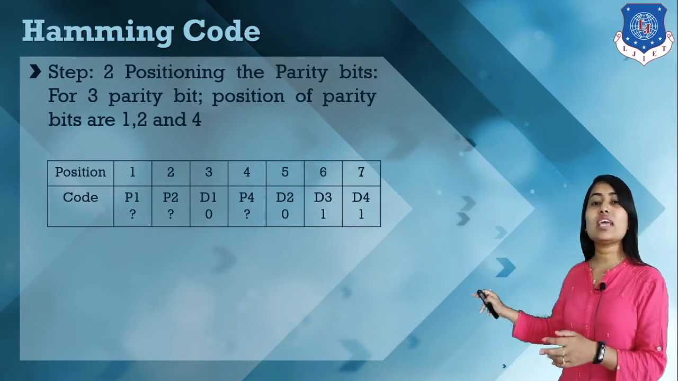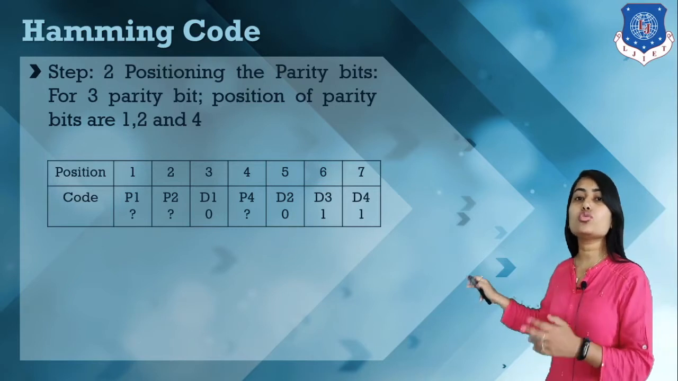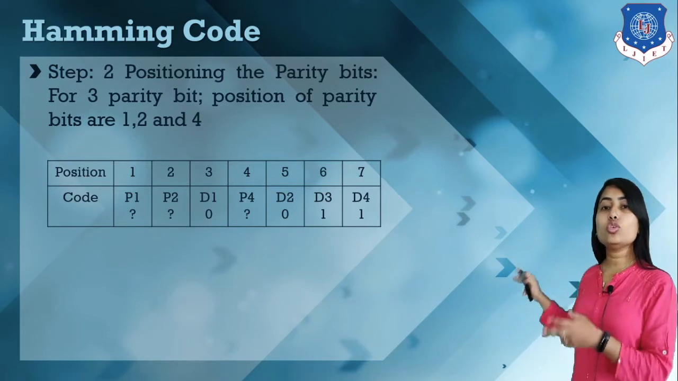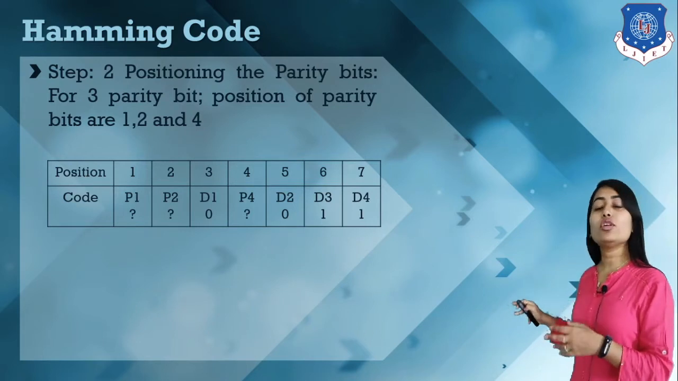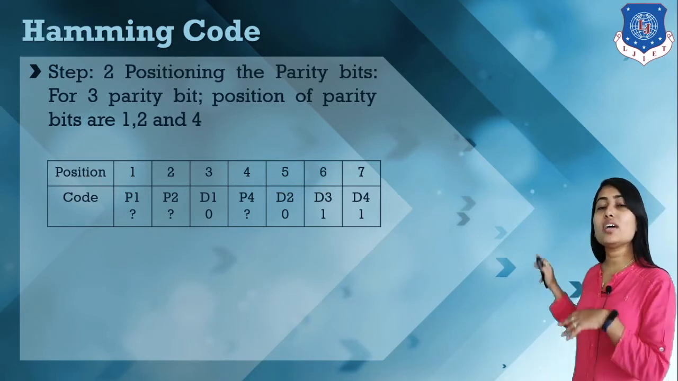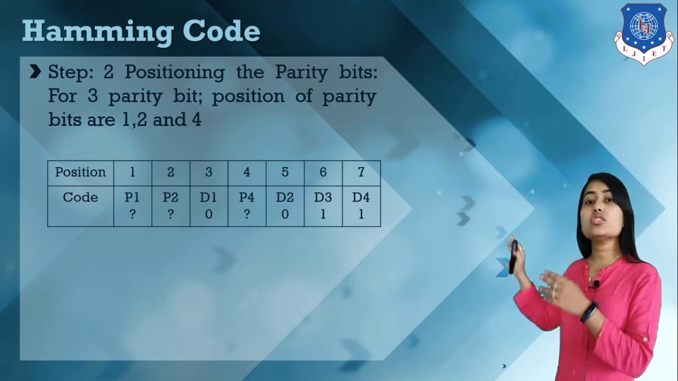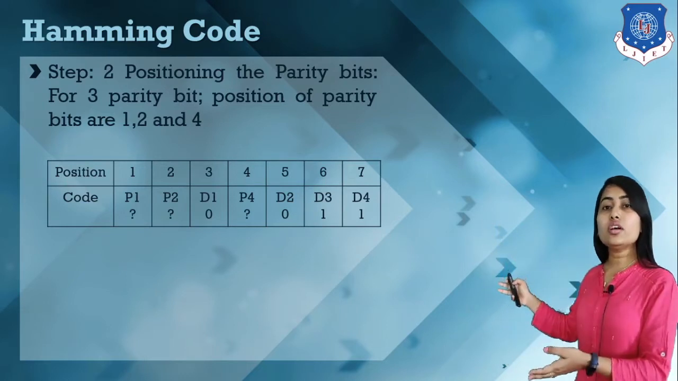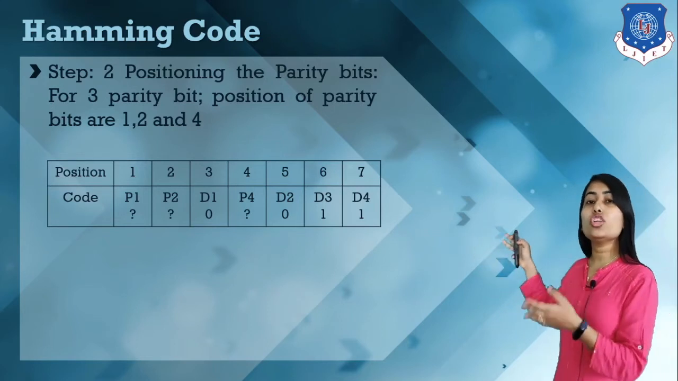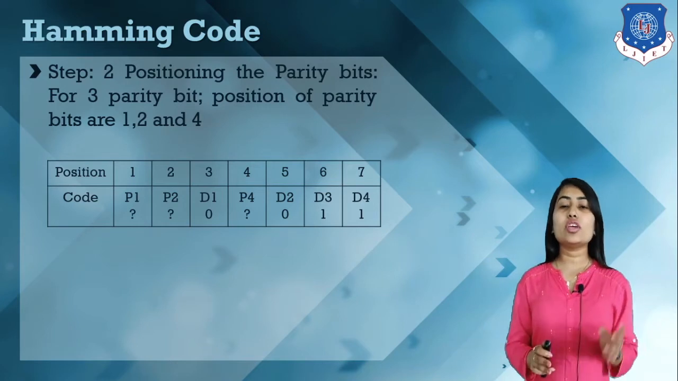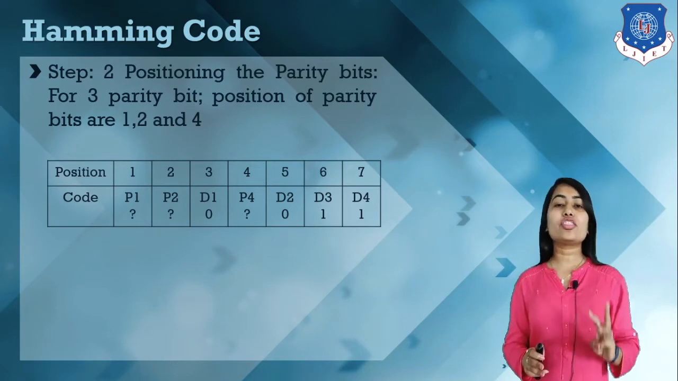Okay, so here we have no values for P1, P2, so we write a question mark. Then we have a D1 value, that is 0. Then we have P4, so we have no value for that, so we have a question mark. Then the next values 0, 1, 1. Okay, so here we have locations 1, 3. So here we have positions 1, 2, 3, 4, 5, 6, 7. Okay, here we have a total of 7 bits, 4 message and 3 parity bits.